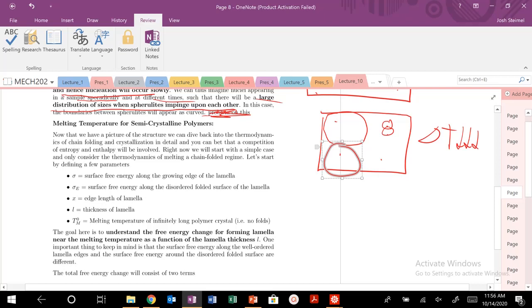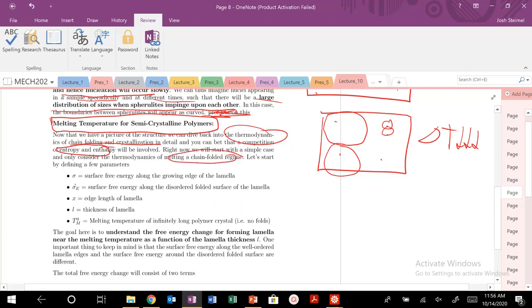Today we're going to talk about the melting temperature and derive the melting temperature for a semi-crystalline polymer, basically creating a spherulite or a lamellar structure. So let's go back into our thermodynamics and our derivations. Again, we're going to start with how we can encapsulate this idea of chain folding and crystallization and our constant battle of entropy and enthalpy. Let's start with a simple case and just look at the melting of a chain folded regime.